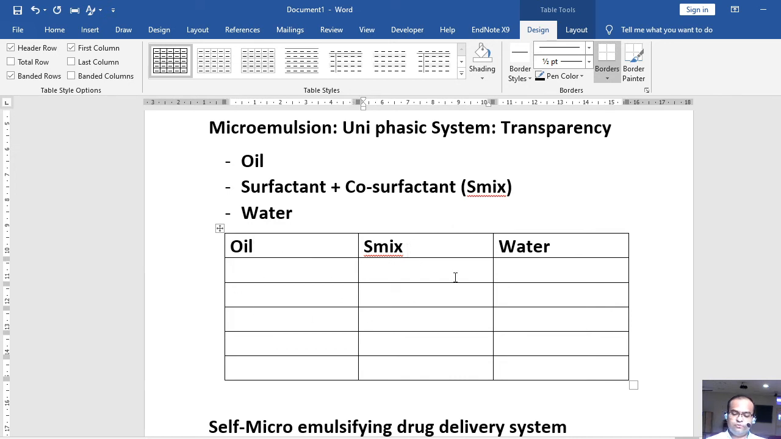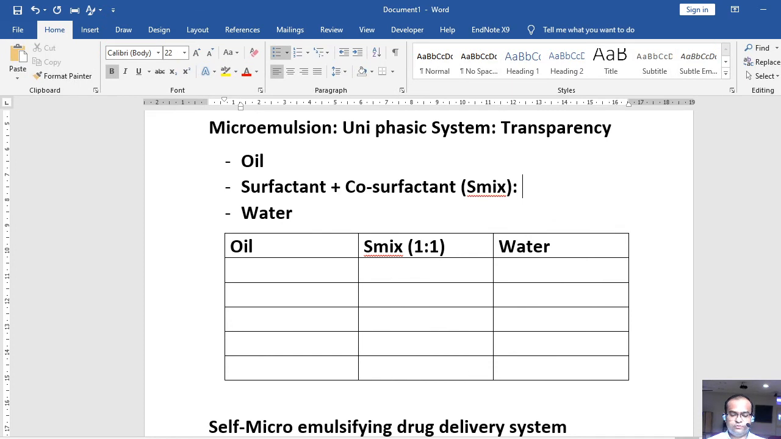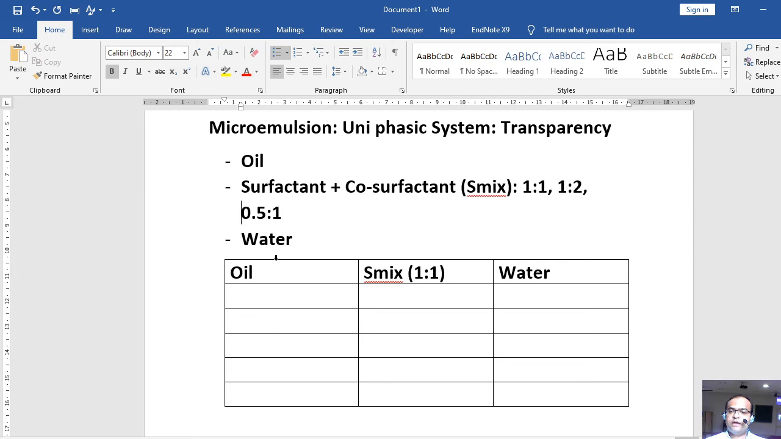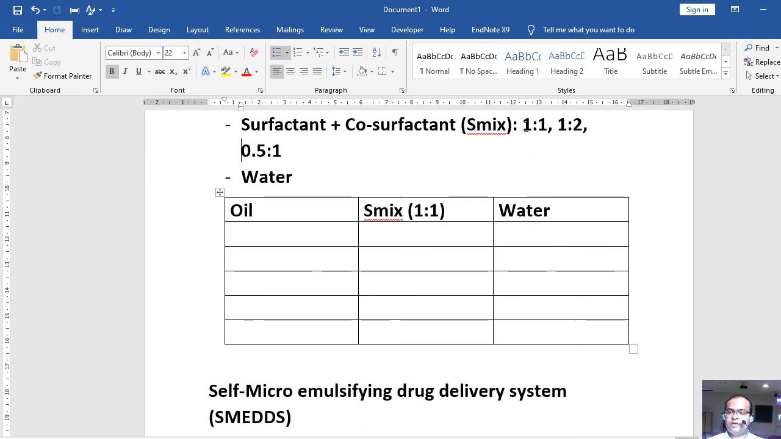Now we have to first determine the ratio of the surfactant and co-surfactant. Generally we start with 1:1, then we may reduce and raise this ratio. Mostly people start with 1:1, 1:2 or 0.5:1, right? So we may start with these 3 ratios. Let's say for the first experiment I have selected 1:1. So this is the 1:1 mixture.